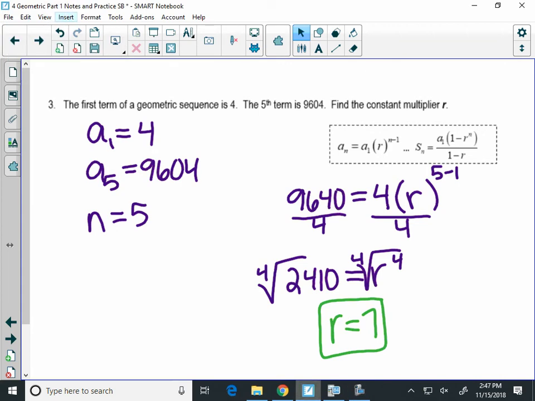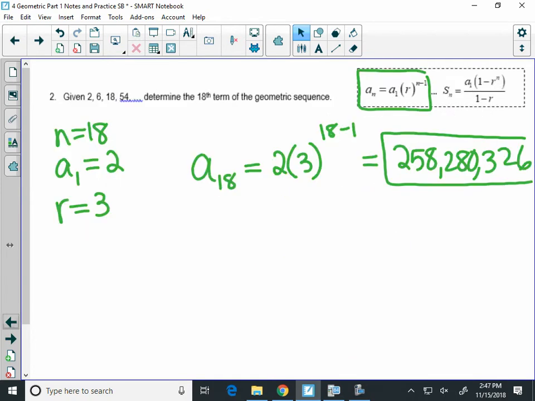All right. So sorry about that. We wrote this down. It should be 2401, which is what we took the fourth root of, and the fourth root of that is 7. So 7 is the common ratio that you were looking for. All right, so that's what we have for geometric sequences.